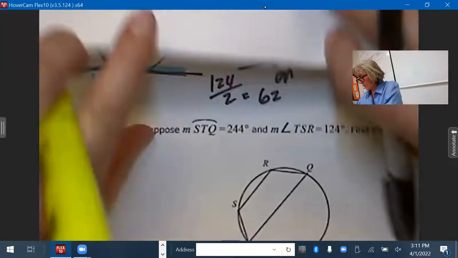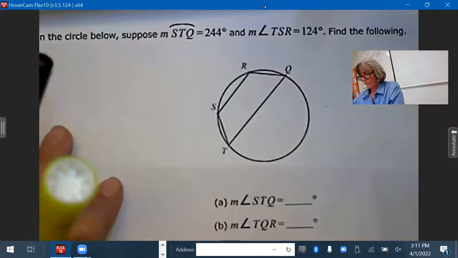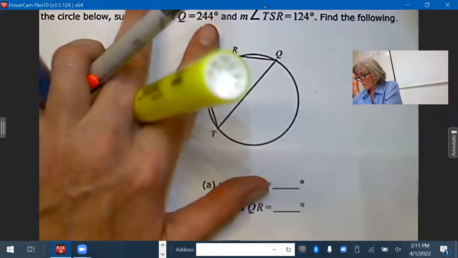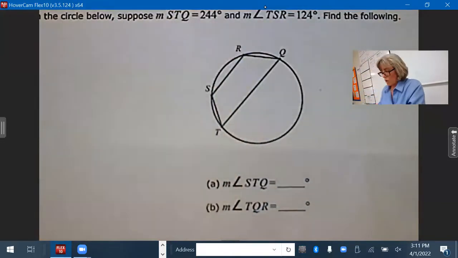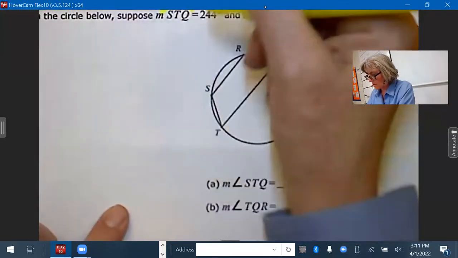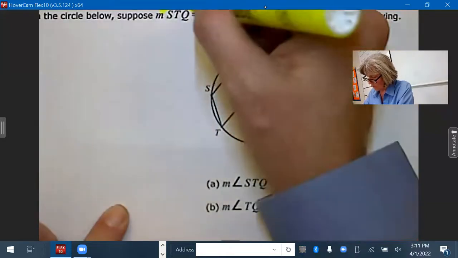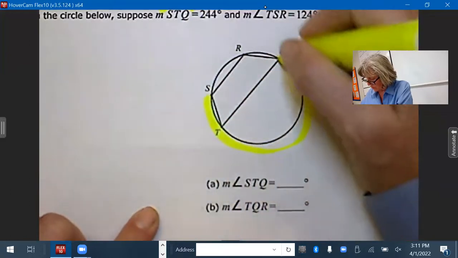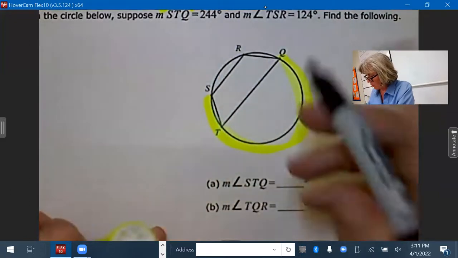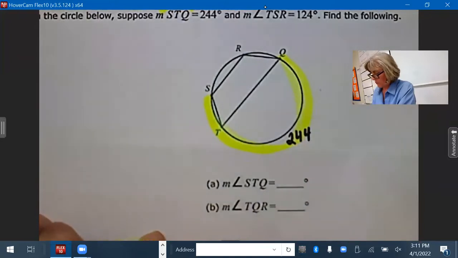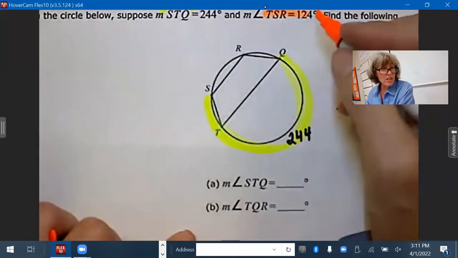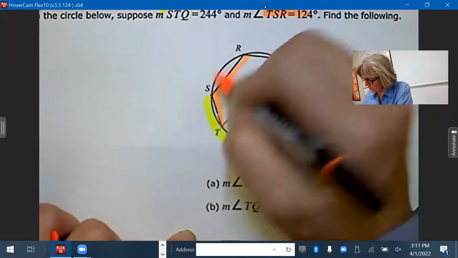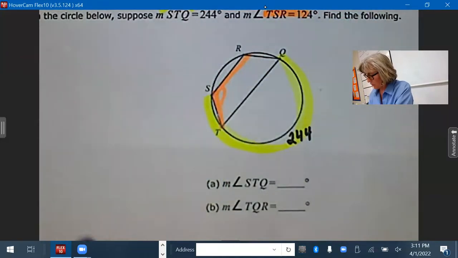Okay, next problem. Right here, we are told that arc STQ, so you have to go in that exact order, STQ is 244, and the angle TSR is 124.